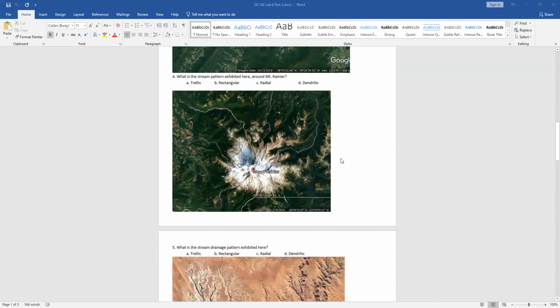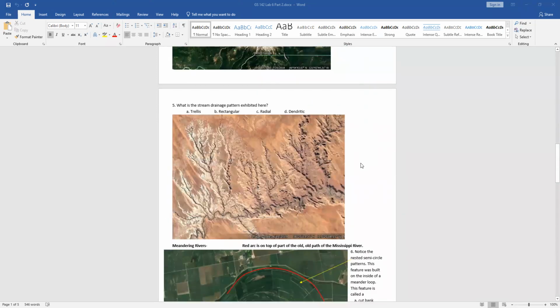This picture in number 4 is of Mount Rainier. You can see the white lines coming off. This one's actually, the brown is actually old lahars, which are volcanic mud flows that have filled in the stream channels a ways away from the river. Okay, so they're all kind of radiating out from a single point. Which kind is this? Trellis, rectangular, radial, or dendritic? Number 5, what is the stream drainage pattern exhibited here?